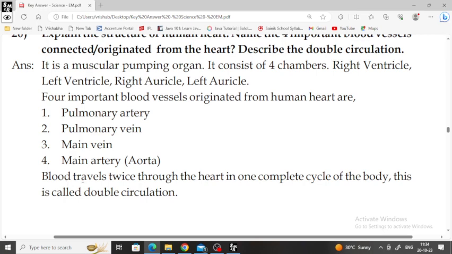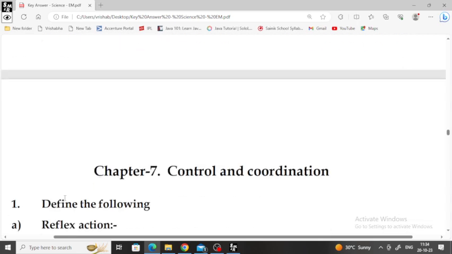Blood travels twice through the heart in one complete cycle of the body. This is called double circulation.